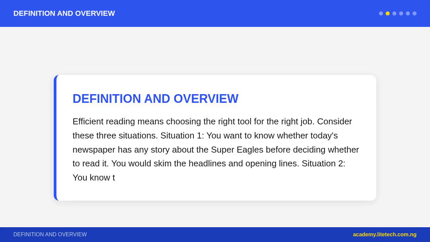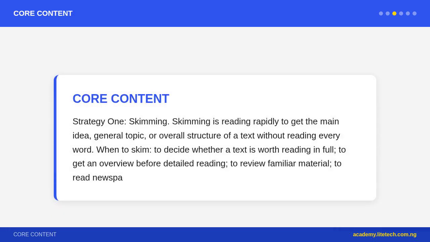Strategy 2. Scanning. Scanning is moving your eyes rapidly over a text to find a specific piece of information, a name, a date, a number, a keyword. When to scan: looking up a word in a dictionary, finding a specific name in a list, locating a phone number, finding the answer to a specific factual question in an examination passage.